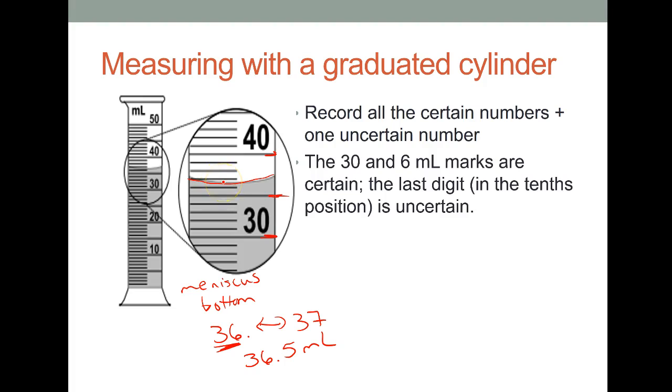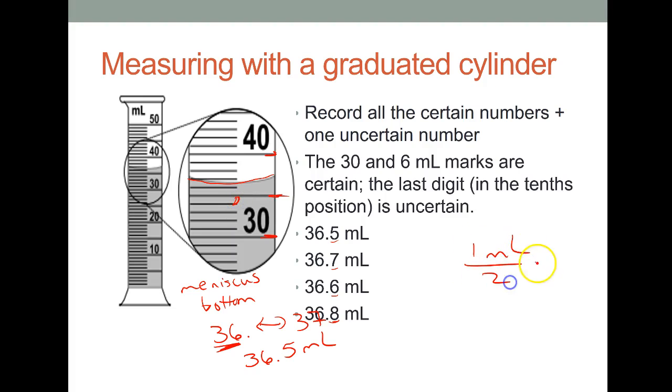So with this one, you could also say 36.6 maybe, 36.7, 36.4, 36.8. It's not that they're wrong. This is an estimate, and this is all about the person making the measurement. And the way you can tell, again, take the smallest increment, in this case 1 milliliter, divide by 2, 0.5 milliliters. You need to have a number in that position. It doesn't have to be a 5. It could be an 8 or a 0 even, but you need to make sure you have a number in the tenths position.